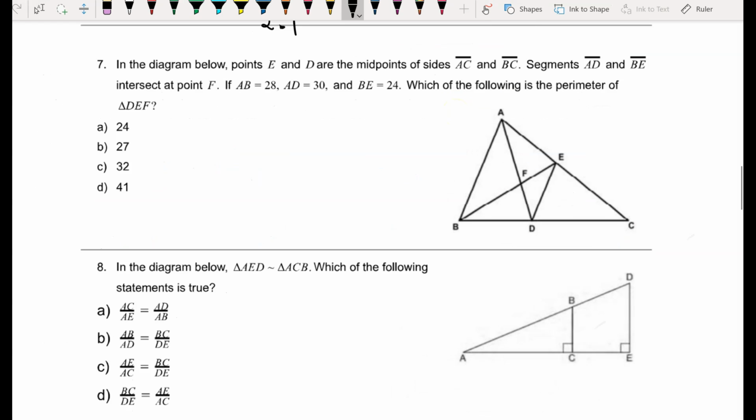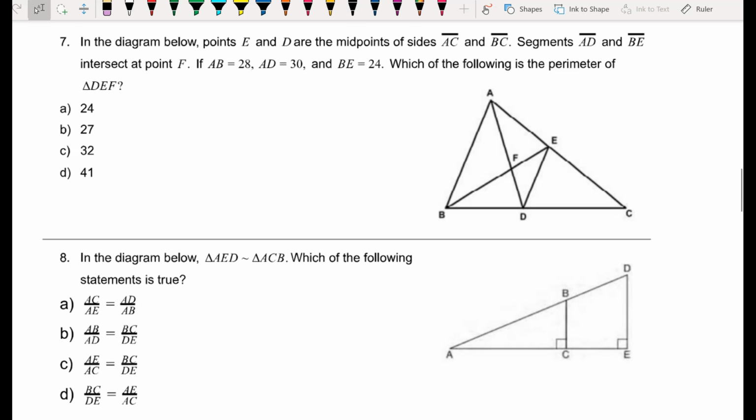Now for a very similar problem, in the diagram below, points E and D are the midpoints of sides AC and BC. So if that's a midpoint, it's really telling you BE is a median and AD is a median as well, because it goes from a vertex of a triangle to the midpoint of the opposite side. So I'm still thinking about the 2-to-1 ratio here. What's the perimeter of triangle DEF?